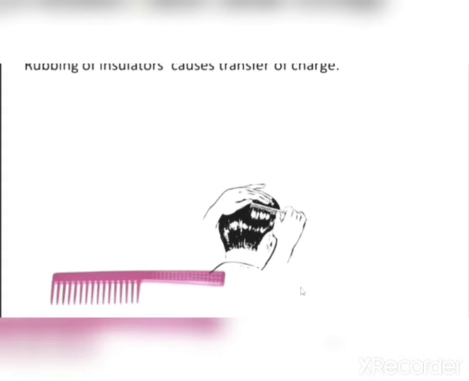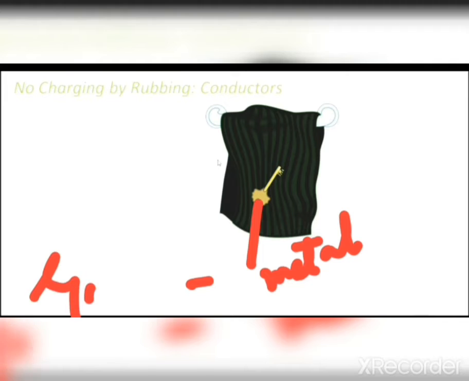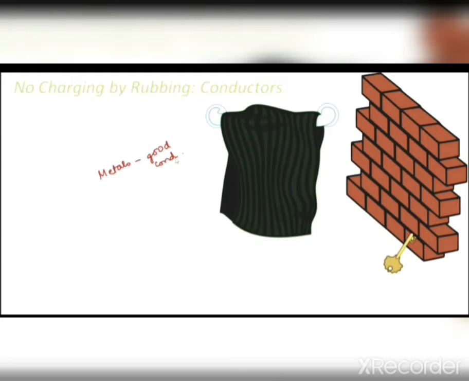Now, no charging by rubbing takes place in case of conductors. Let's take an example of a towel and a metal key. The key is made of metal, right? And metals are good conductors of electricity, so they allow charges to flow through them. Now take this key and rub it on the towel. Now when you take the key near the wall, it doesn't stick to the wall, the key falls back. So there is no attraction between the key and the wall.